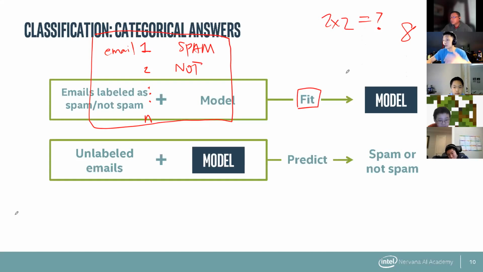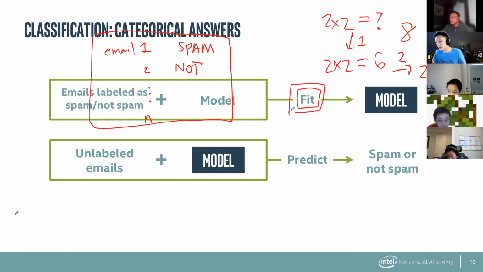So then maybe after one iteration of this teaching, you ask it again, and maybe it says 6, which is a little bit closer to 4, the correct answer. So this is iteration 1. And then after iteration 2, it might say 2 times 2 equals 4. And this is the correct answer. So this is basically what fit is doing. I'll talk more specifically about how this works, particularly in neural networks, in a second.